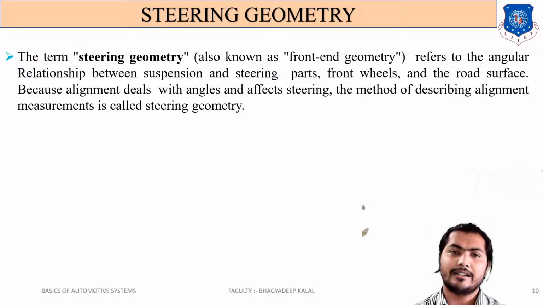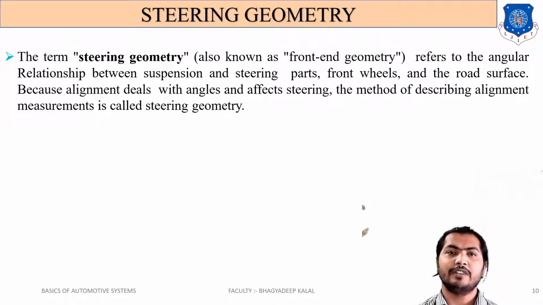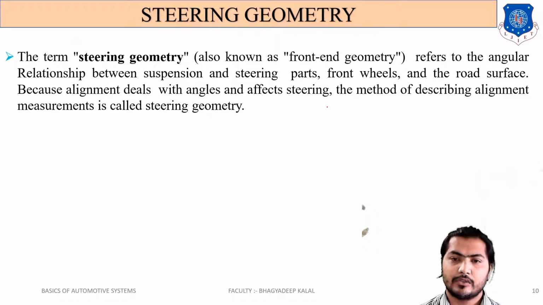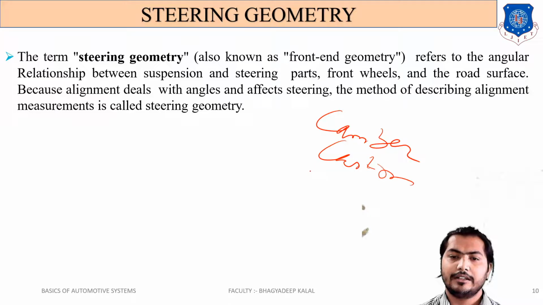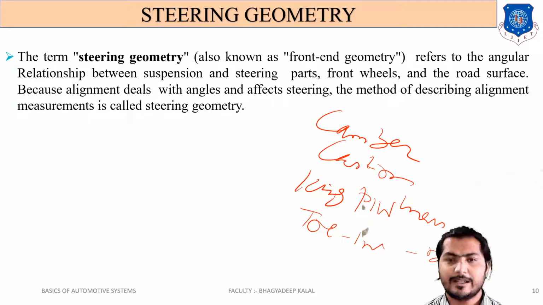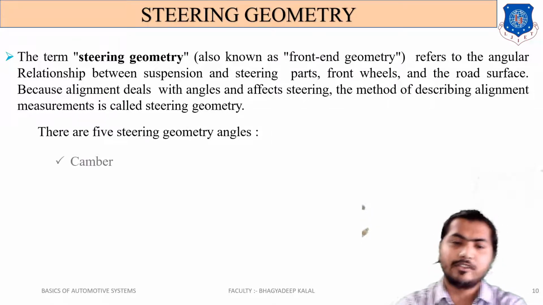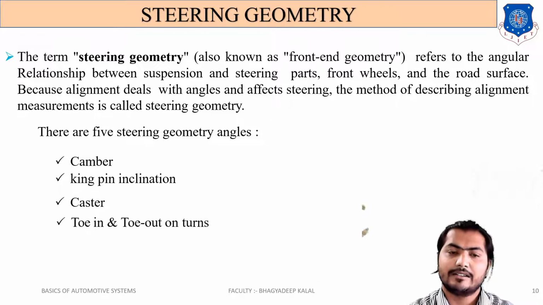Okay, so let me understand the different types of angle one by one. Basically there are four types of steering geometry. One is the camber, another one is the caster, another one is toe in toe out, and another one is the kingpin inclination angle, or we can say steering axis inclination, SAI. These are the various types of geometry which we will study in this lecture: camber, caster, kingpin inclination, toe in, toe out.